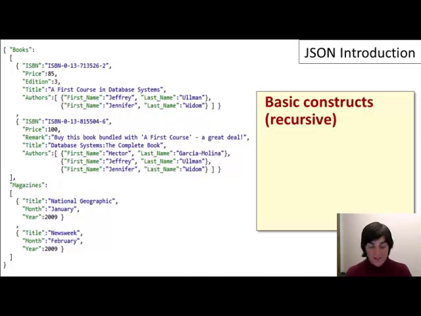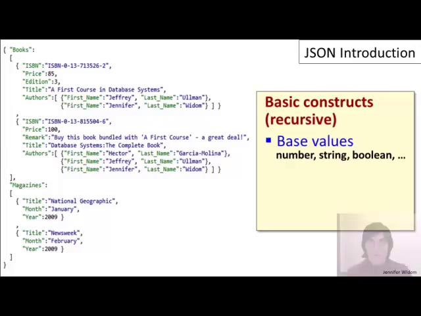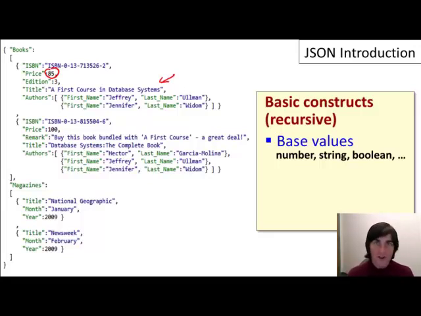Now let's talk about the basic constructs in JSON. And as we will see, these constructs are recursively defined. We'll use the example JSON data shown on the screen, and that data is also available in a file for download from the website. The basic atomic values in JSON are fairly typical. We have numbers, we have strings, we also have Boolean values, although there are none of those in this example. That's true and false, and null values.